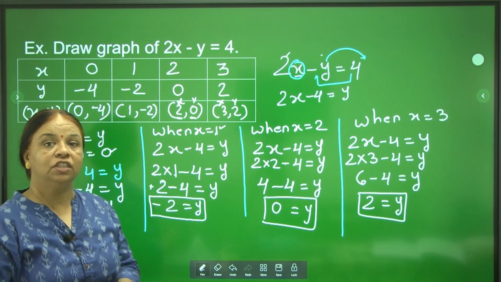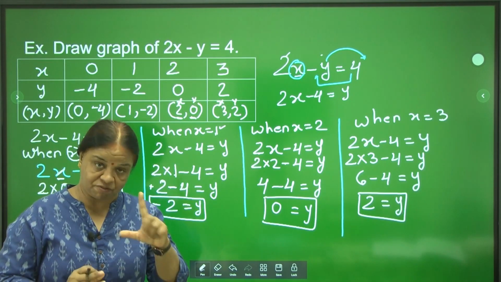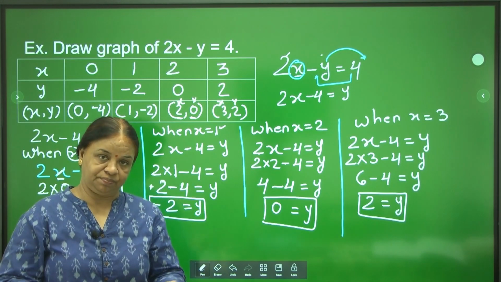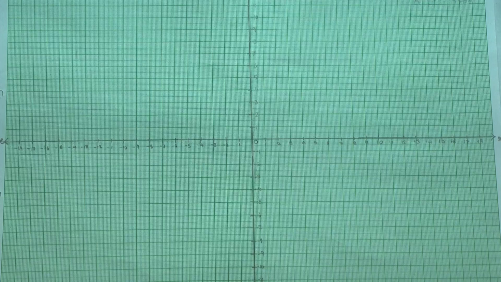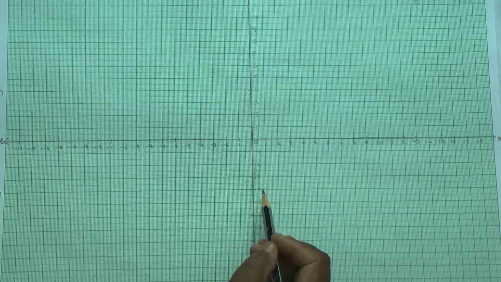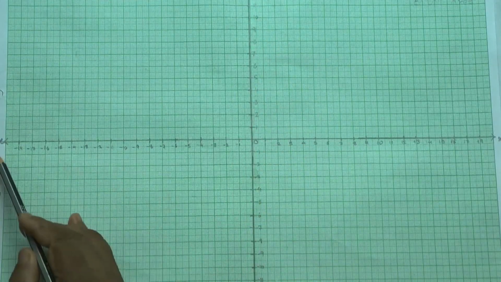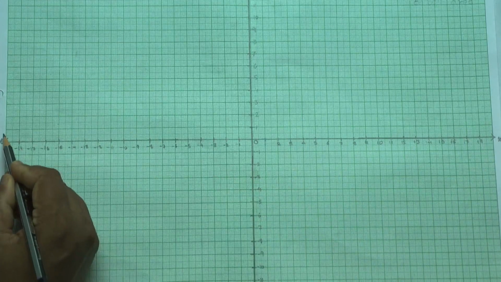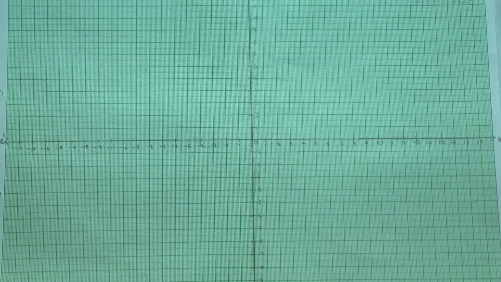Now let's plot it on the graph, children. I'll be plotting all these coordinates on the original graph paper with the pencil, so you know exactly how to plot it. Let's begin with that. Children, to draw the graph of 2x minus y is equal to 4, this is the graph. This is known as the y-axis and the horizontal line is known as the x-axis. This is x, x dash, and this is y and y dash.